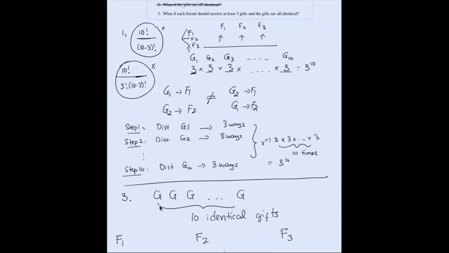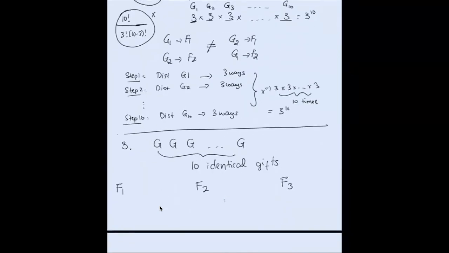You give each of them 3. Yeah, that's correct. To make sure that each friend receives at least 3, we just give each of them 3, right? So I distribute 3 to each of them. And how many gifts do I have left after I do that? I only have 1 gift left, right?